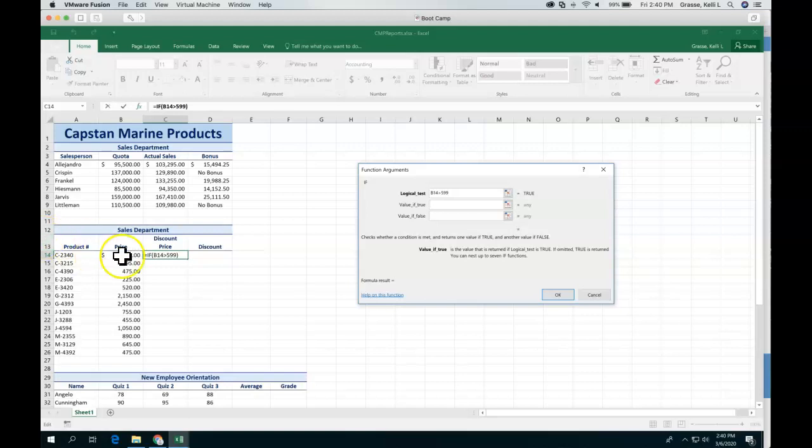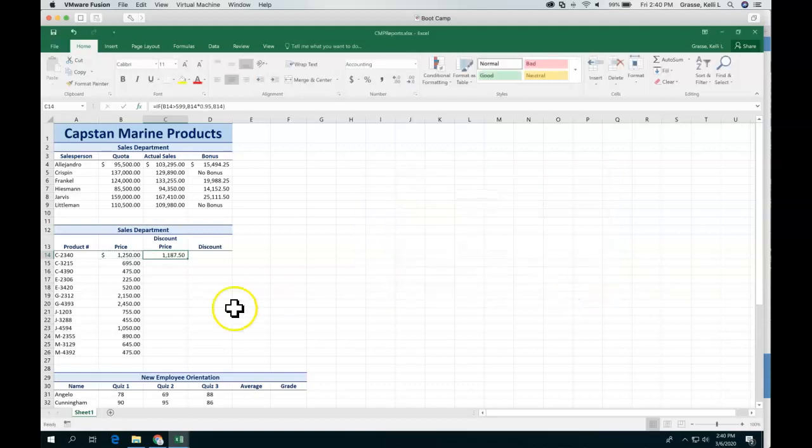So we're going to take B14 times 95%. And then in the value if false box, we're just going to put in B14 again. So basically what we're saying there is if it's not greater than $599, we're not giving them a discount. So we're just telling it to put the regular price back in there. So we're going to go ahead and click OK.